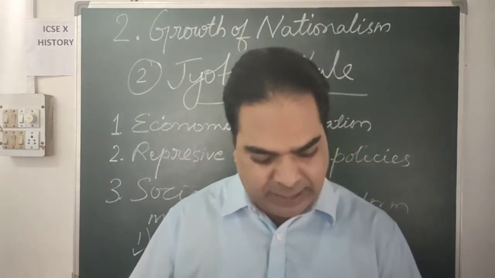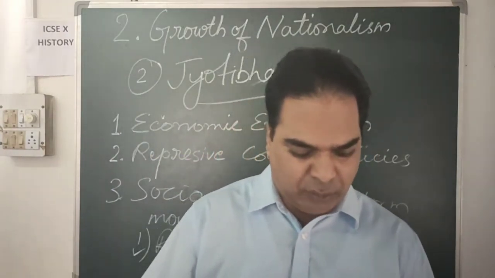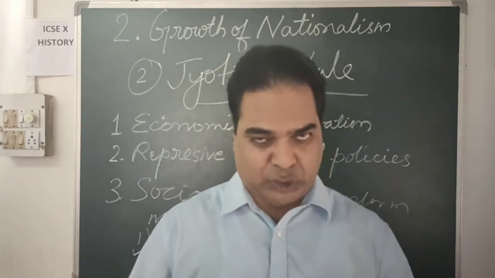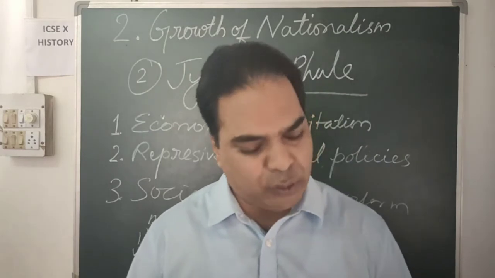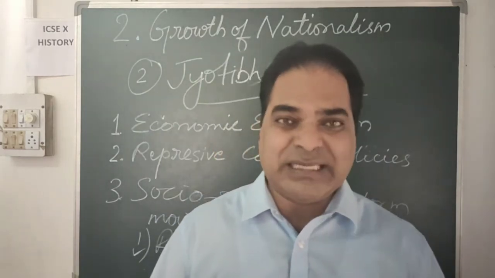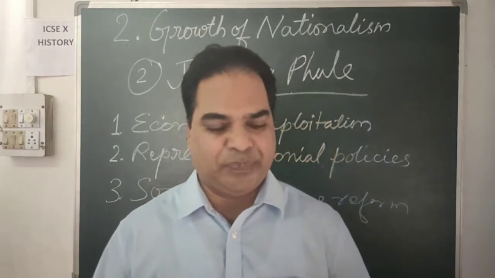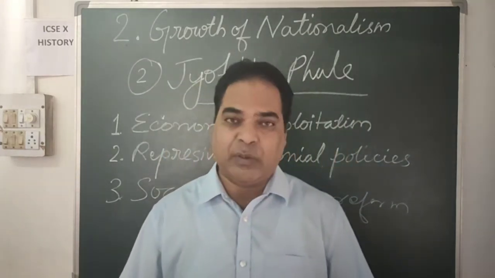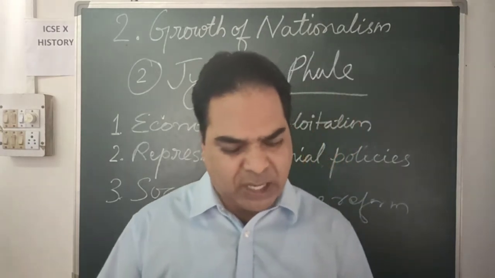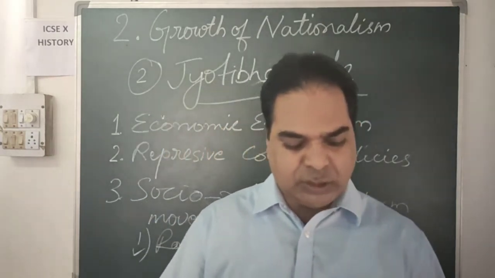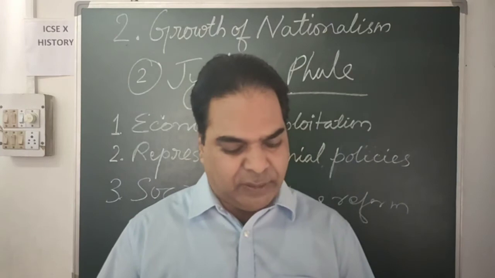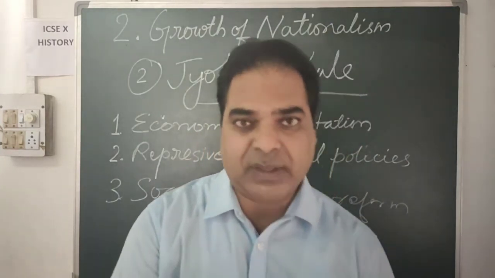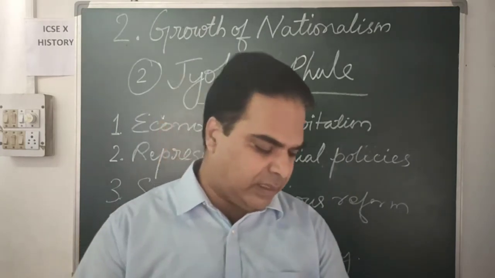Then in 1854, he also started to support widow remarriage. And then in 1873, Satya Shodhak Samaj was set up. What was the main aim of this Samaj? The main aim was to help the common people, to bring people out of suffering and show them the right path.